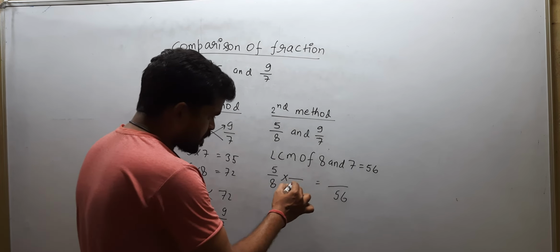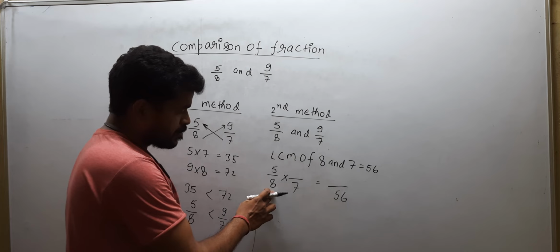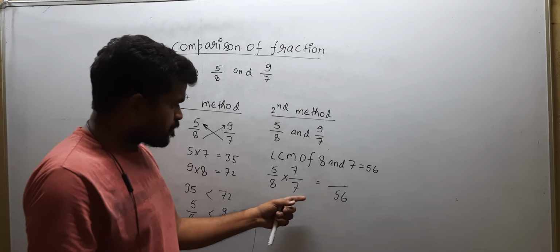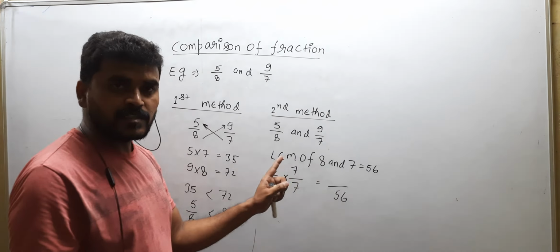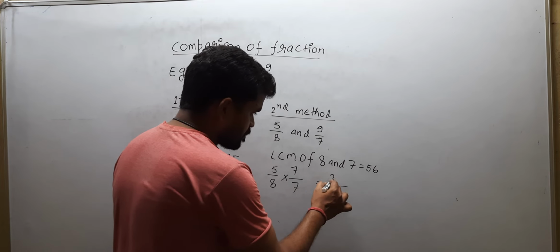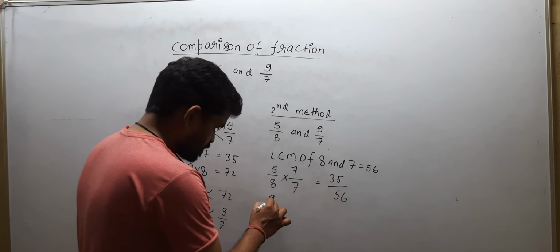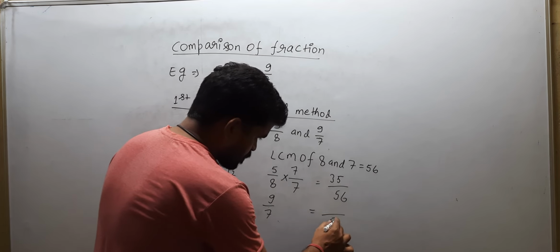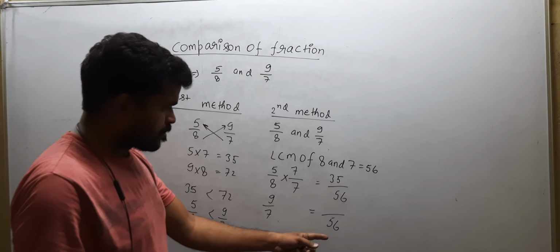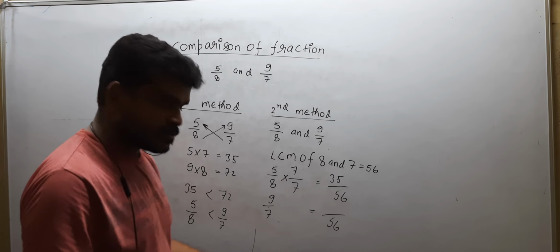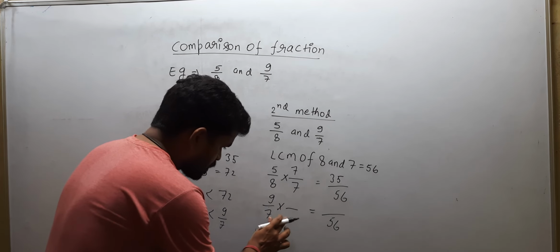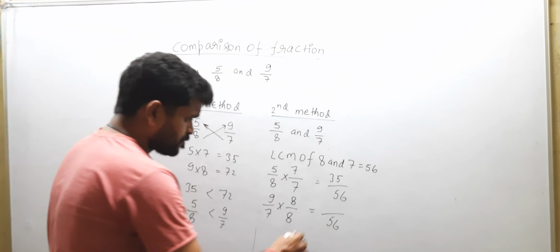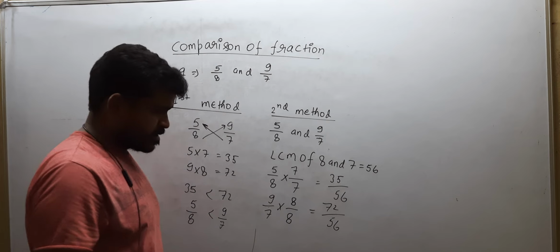So by what number do we have to multiply to become 56? We have to multiply with 7. The number by which the denominator is multiplied, the numerator is also multiplied by that number. So 5 into 7 is 35. Now the second is 9 upon 7. We have to change the value of 7 to 56, so we multiply with 8. Multiply with the same number in the numerator also. So this becomes 72 upon 56.